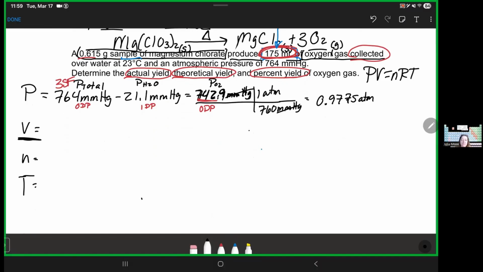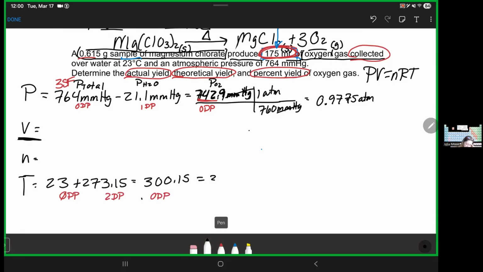Okay, so continuing to look at our information, we have our sample of the solid. We're not looking at that yet. We have 175 mL of oxygen as our actual yield. We have collected over water. We subtracted off our water for our pressure. Our temperature was 23 degrees Celsius, plus 273.15 gives me 300.15, but we're at 0 decimal places, so we're going to go with 0. So we're 300, and that has to be 3 sig figs, so you have to put a decimal on that to give yourself the 3 sig figs.